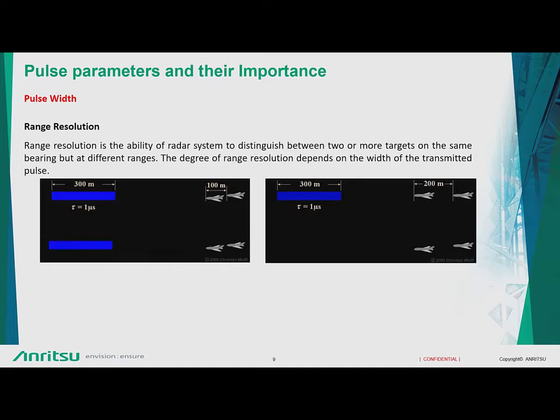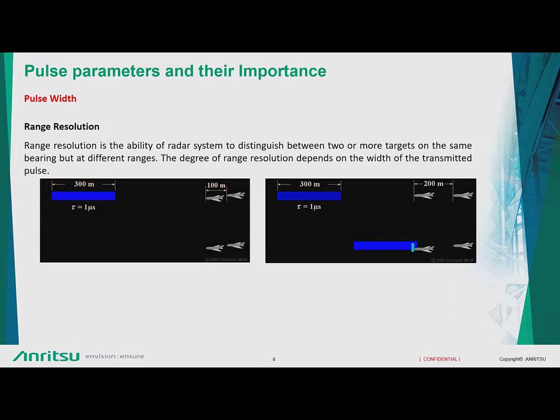When I say range resolution, it's basically the ability of a radar system to distinguish between two or more targets on the same bearing but at different ranges. This is very clearly defined in the images below, as you can see. Now in these images, because I couldn't find a better example, instead of reducing the pulse width, what I did was I increased the distance between the two objects.